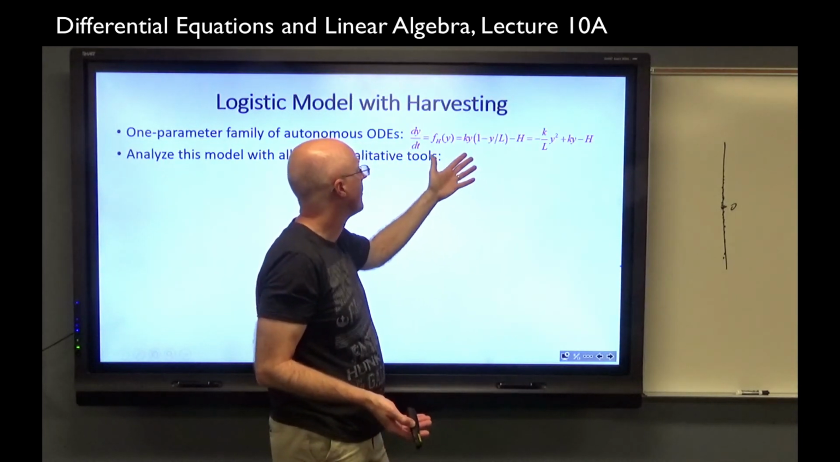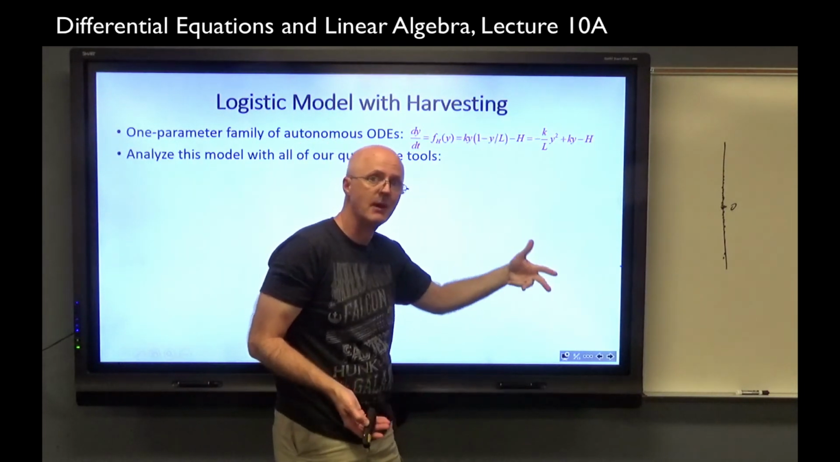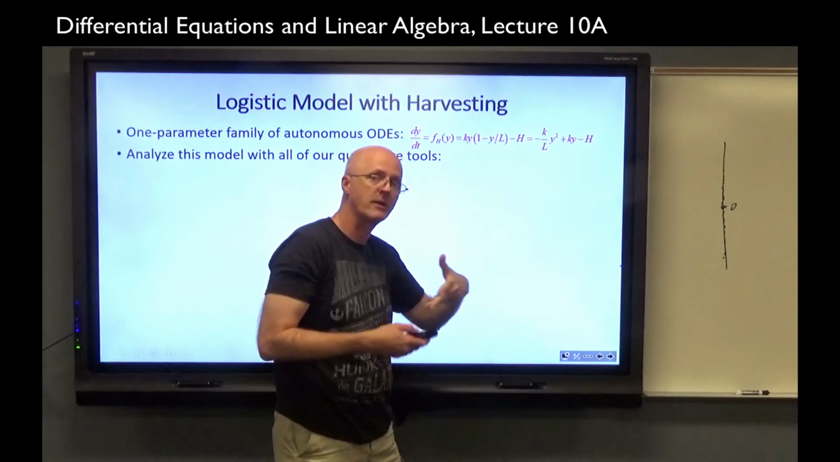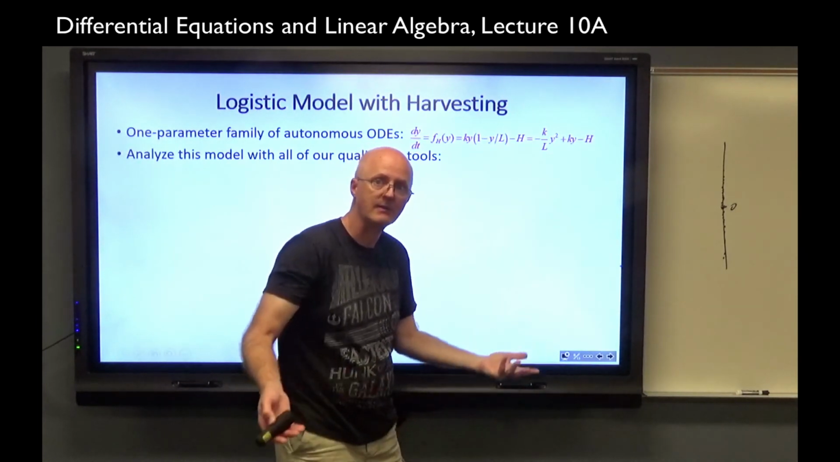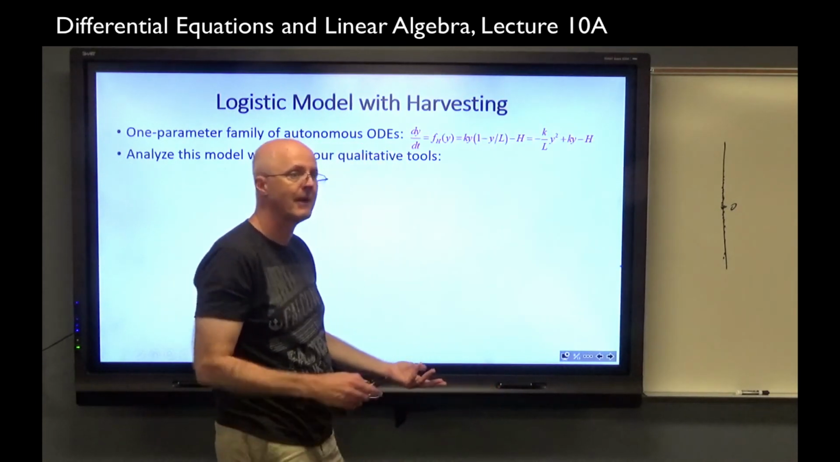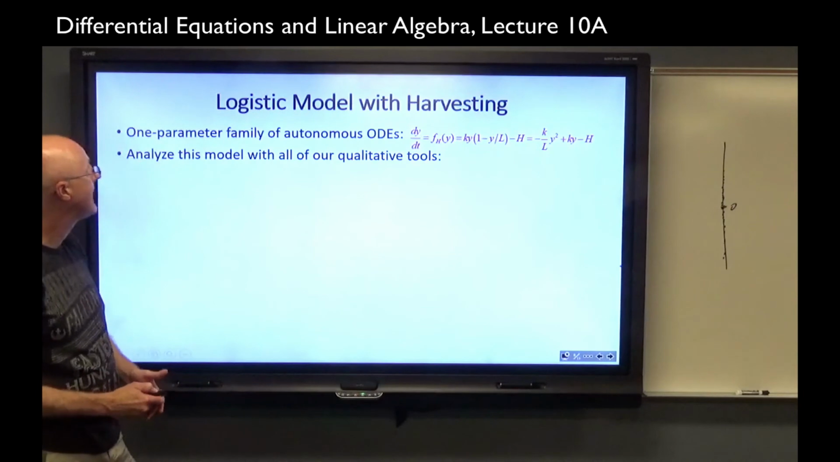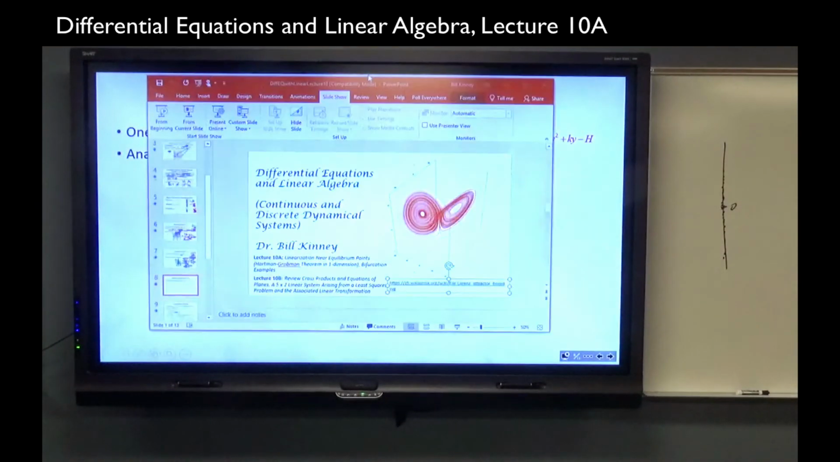And we're wondering, what does this model tell you based on different values of h? And are there any bifurcation values of h? And what are the real-life implications of h changing, like allowing more fishing to the fish population? Okay, we'll look at that in lecture 11A. Let's end lecture 10A by looking at Mathematica.